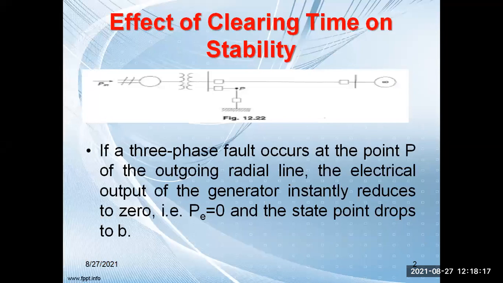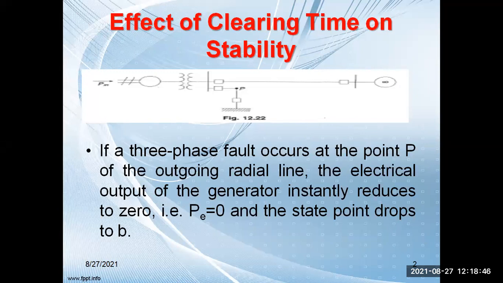Okay, so we have started in the last class the effect of clearing time on stability. This particular clearing time affects the system stability. We will understand it in detail. There is a concept of clearing time and clearing angle, and we will calculate these with the help of power system stability.